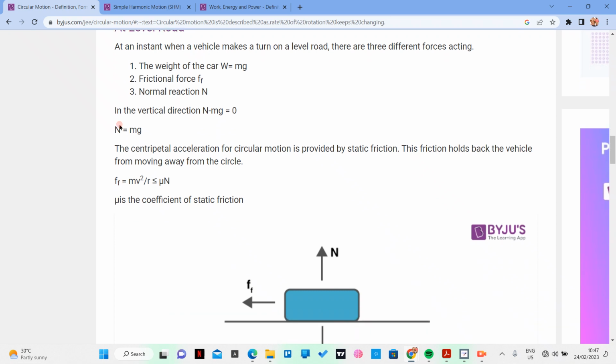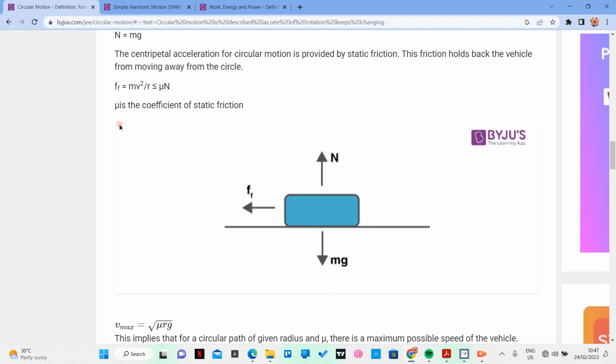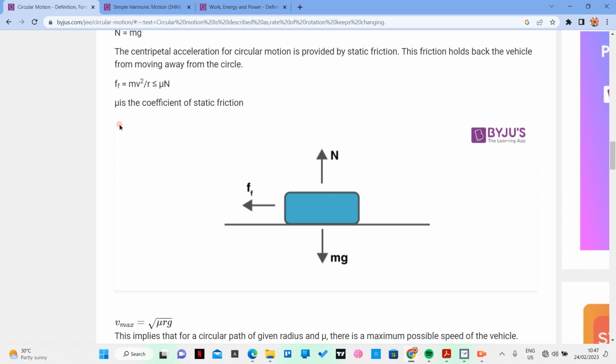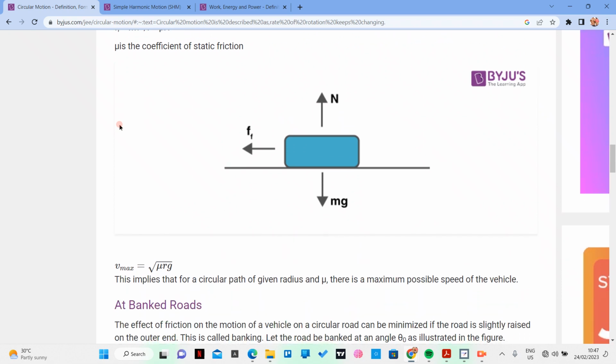So since the frictional force is the one keeping the object in circular motion, that means it's the one acting as the centripetal force. So we can say that the frictional force is equal to mv squared over r, which is also equal to mu N. So the speed v now becomes the square root of mu r g.